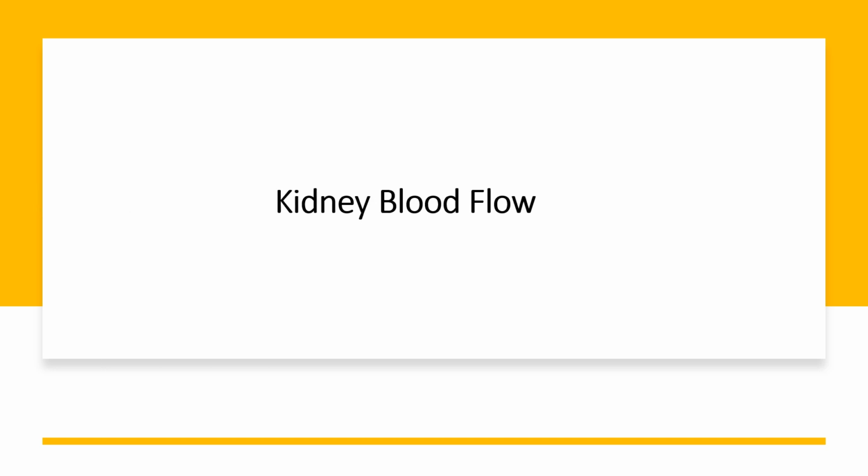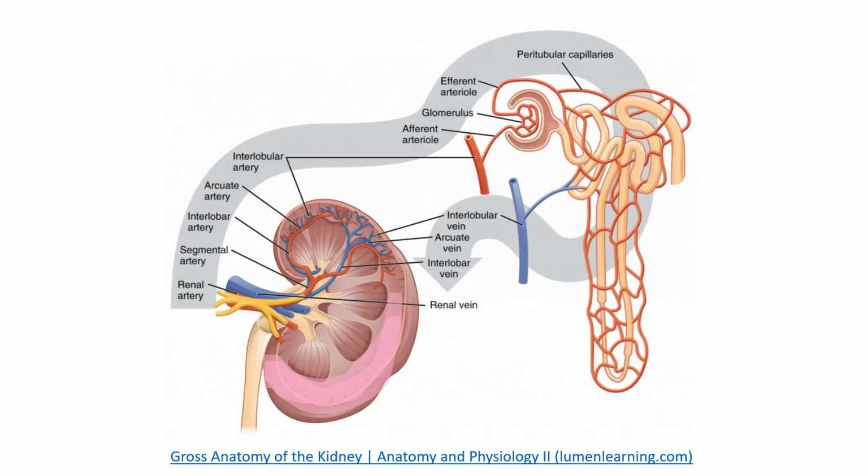Let's first discuss kidney blood flow. Here we have our kidney, cortex on the outside, medulla on the inside. The renal artery branches off from the aorta, which then branches off into segmental followed by lobar arteries, interlobar, arcuates, and interlobular arteries, which are tiny arteries that penetrate the renal cortex.